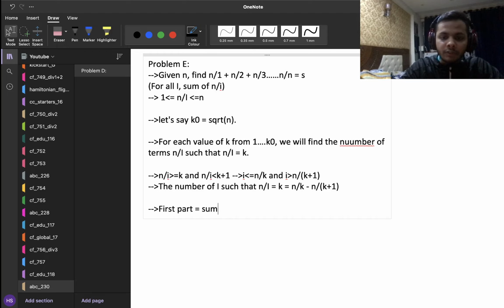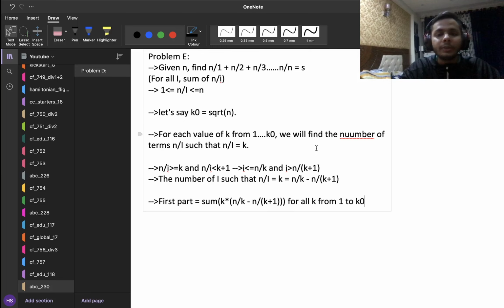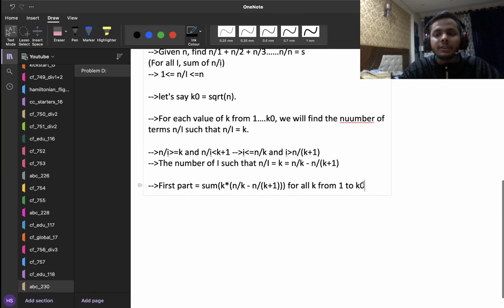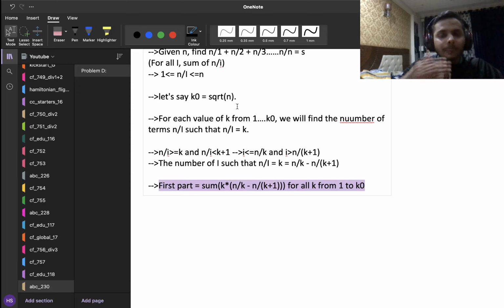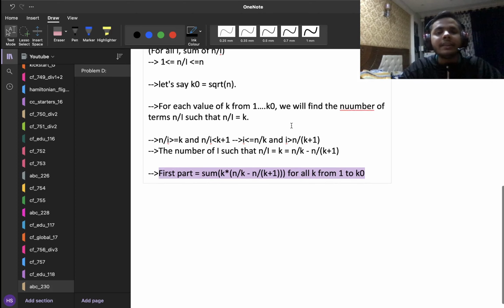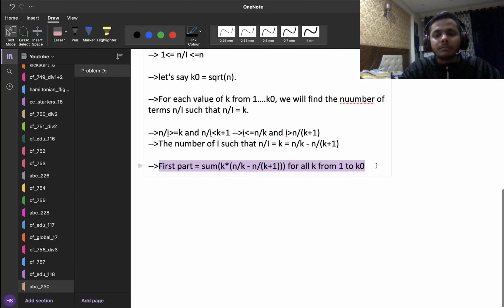It's going to be the summation of k times n by k minus n by k plus 1 for all k from 1 to k naught, right? Because I'm only considering numbers from 1 to k naught. This is part 1 of my solution, where the values n by i can only range from 1 to k naught, and I have calculated the contribution of each of them. I know that k naught is the square root of n, which is up to 10 to the 6, which is not a very big number and will fit in my time limit. So I can naively iterate from 1 to k naught and find out this sum.